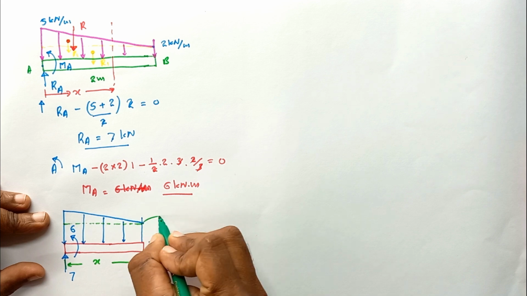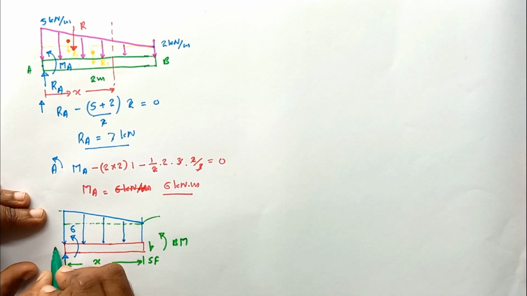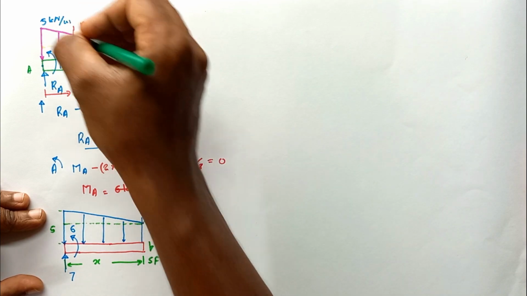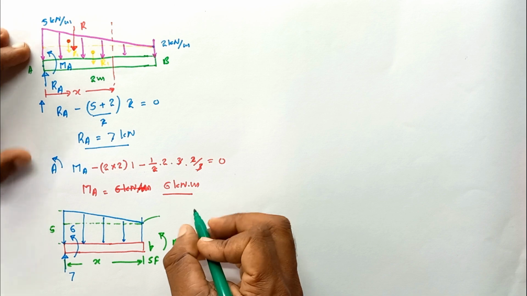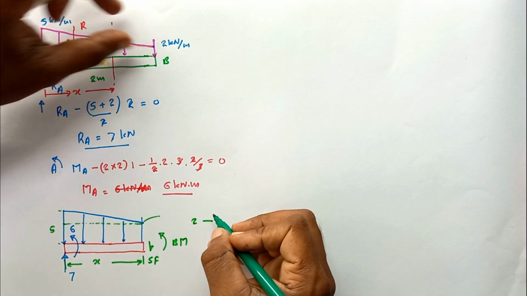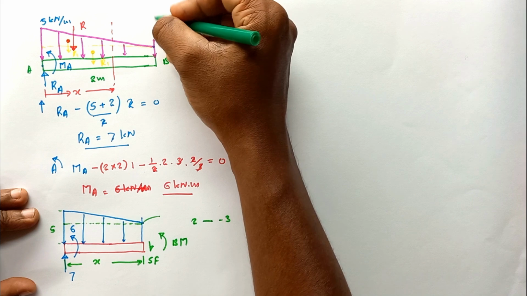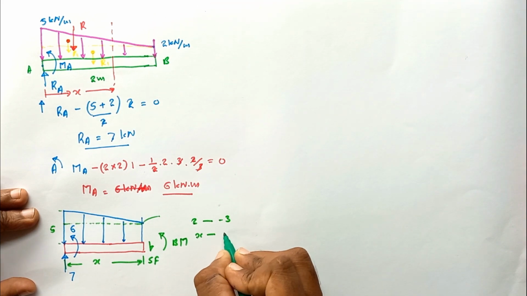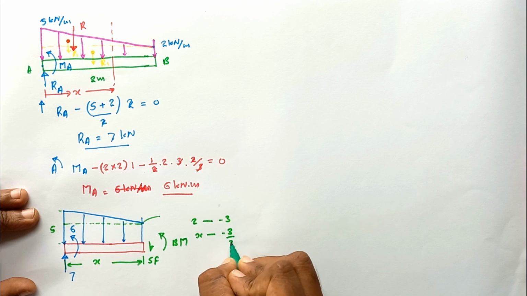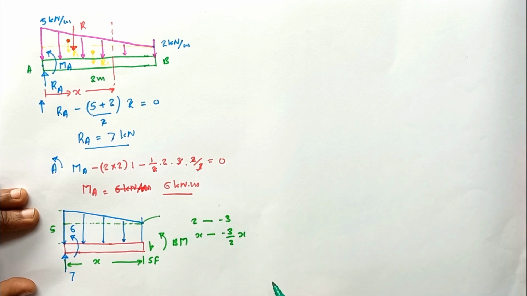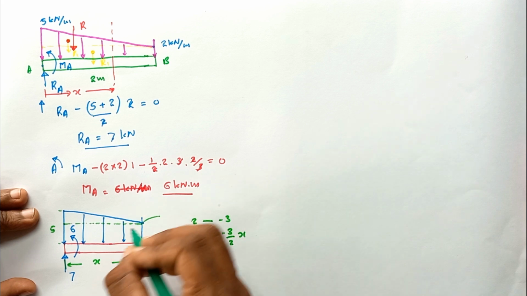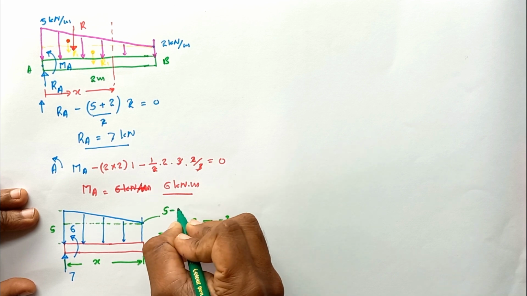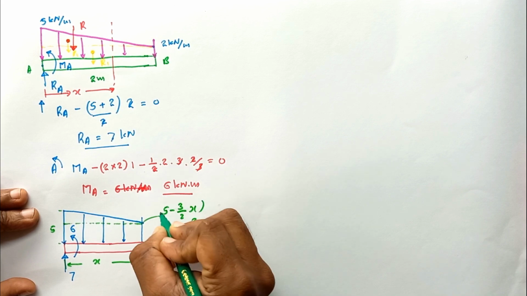Okay. Then the height of this point. Here, this height is equal to 5. Then at the x distance, you can see the reduction of height for 2 meter length. The reduction of height is equal to 3. Then for the x distance, the reduction of height is equal to minus 3 divided by 2 into x. So then this height is equal to 5 minus 3 divided by 2 into x.